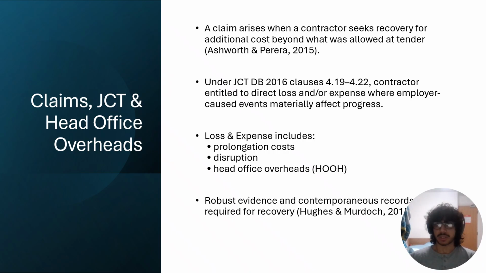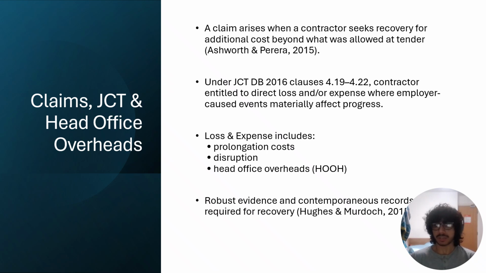A claim arises when a contractor incurs additional costs beyond what was allowed for at tender. Ashworth and Pereira explained that this is normally the result of employer-driven events, ambiguity, or change. Under JCT DB 2016 clauses 4.19 to 4.22, the contractor is entitled to recover direct loss and expense when an employer risk event materially affects regular progress. This includes prolongation costs, disruption costs, and head office overheads.